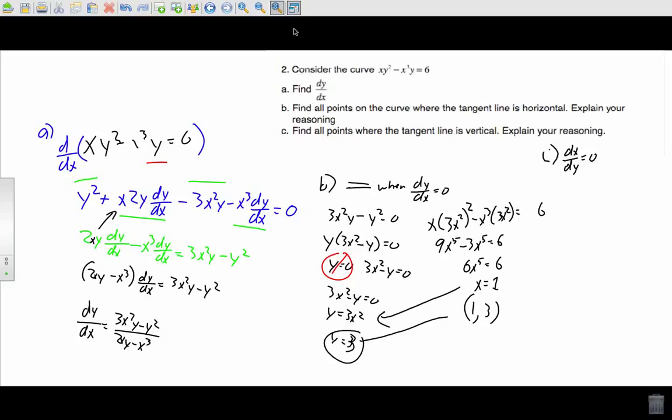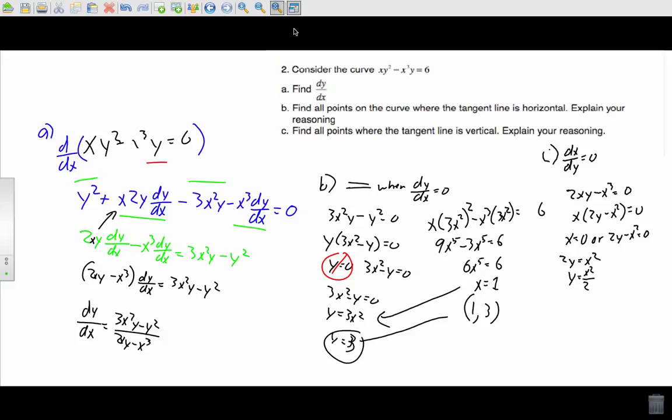Okay, so dx/dy is when the numerator, which would be 2xy minus x to the third, is equal to 0. We'll factor out an x: x(2y minus x squared) is equal to 0. So x is equal to 0, or 2y minus x squared is equal to 0. So can x equal 0, going back to your original equation? No, then you would have 0 equals 6. So you have to have 2y is equal to x squared, or y is equal to x squared over 2.